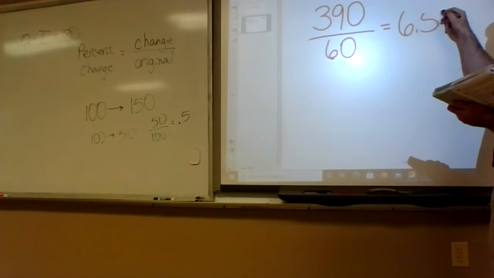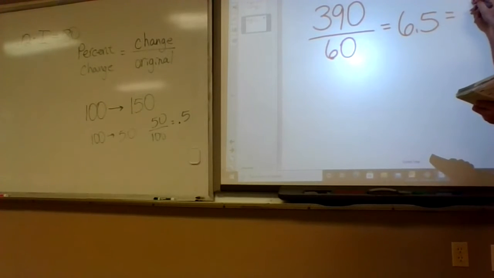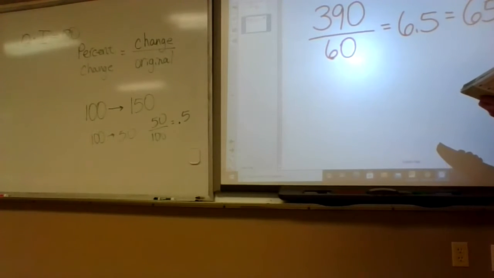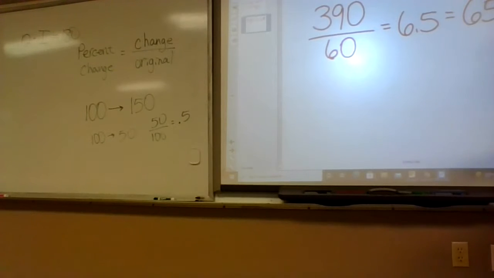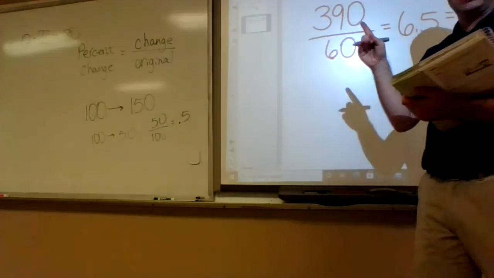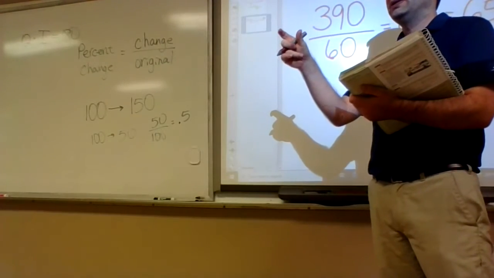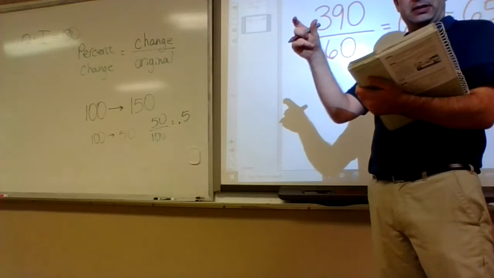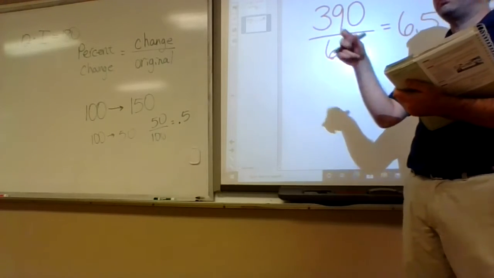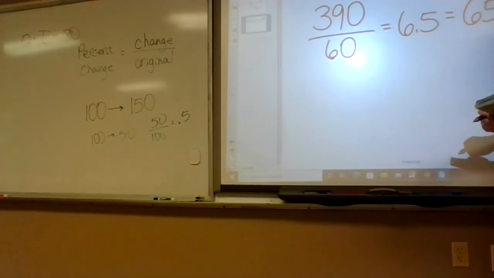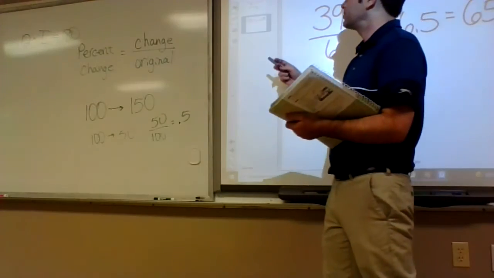6.5. What is 6.5 as a percent? 650%. So basically, what we're saying is that 450 is like 6.5 times bigger than 60. Actually, it's 7.5 times. Oops. Yeah, I'll talk about that in a second.